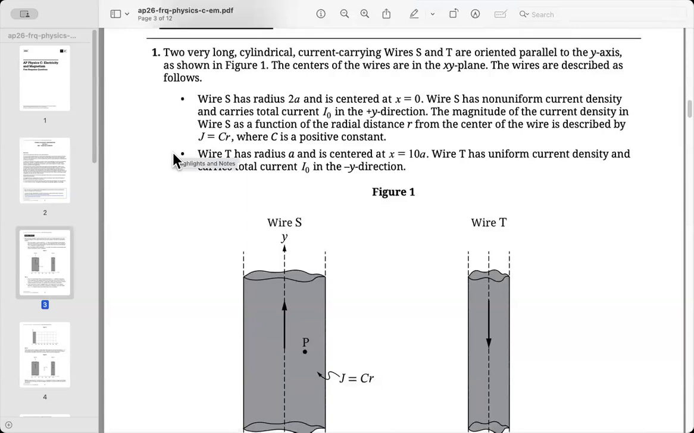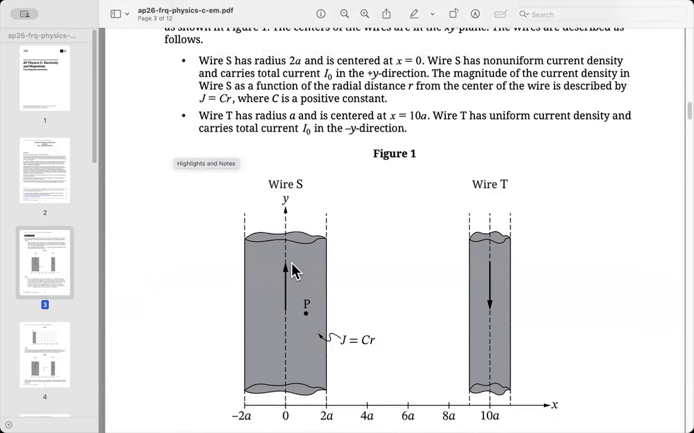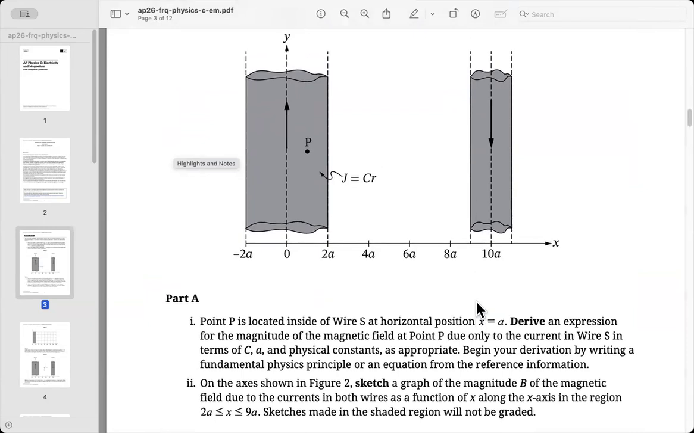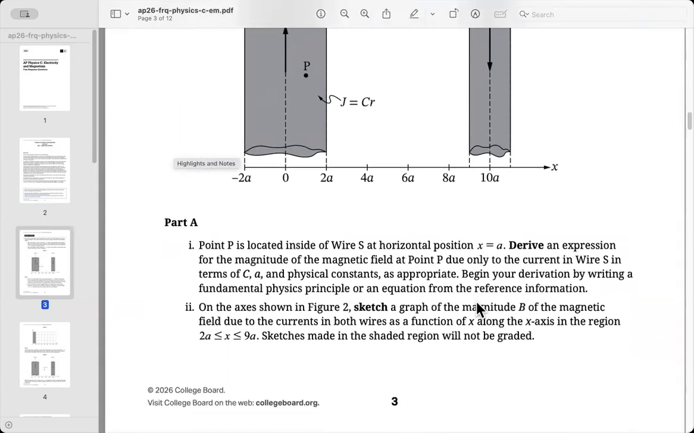Anyway, so you have two long current carrying wires. They're both parallel, and one of them has a radius of 2a and is centered at x0, and the other is at 10a. They both have the same total current, and then they have their own current densities. Wire T is uniform, and wire S goes like C times r.